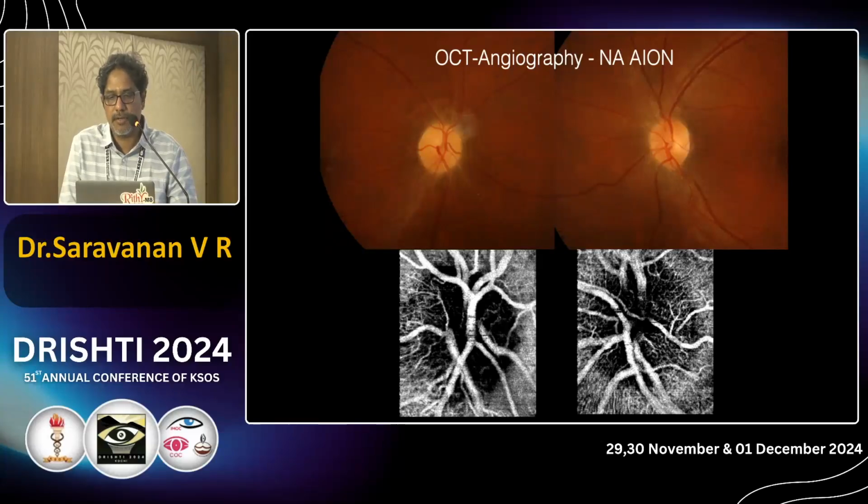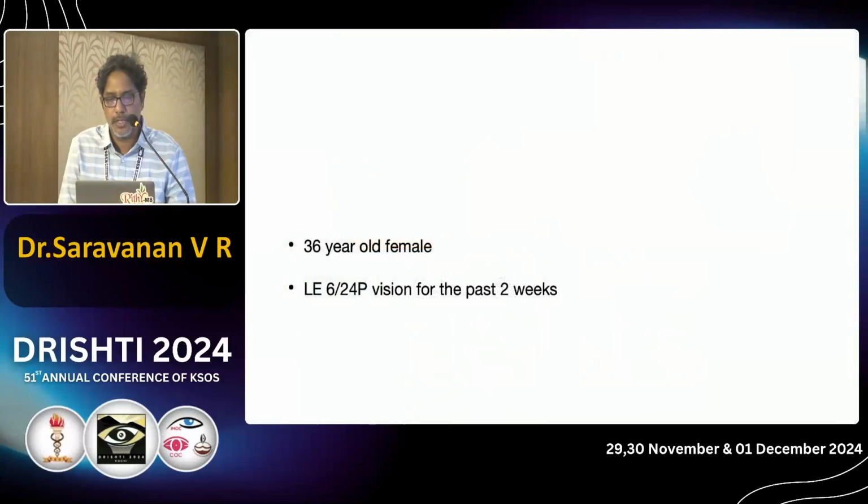So this is a case of resolved bilateral NAION, and you can see the OCT angiography shows the loss of the capillaries on the surface of the disc. Compare this to the left eye, and you can see in the right eye that the surface capillaries have been lost. So sometimes OCT angiography also will help you to clinch the diagnosis.